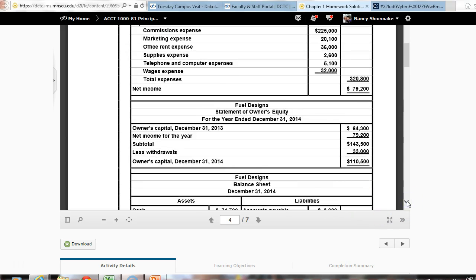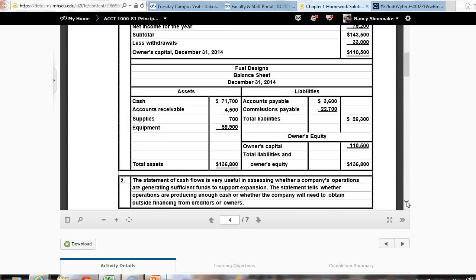So we know we start, it told us the beginning balance of our owner's capital. We add our net income, which we get from the income statement. It told us our withdrawals, didn't it? So we then determine what our owner's capital is at the end of the year, 110.5, don't we? This owner's capital of 110.5, where's that going to go? Correct. So as we move down to the balance sheet, this figure is transferred from our owner's equity statement, the 110.5. Everything else was given to us.